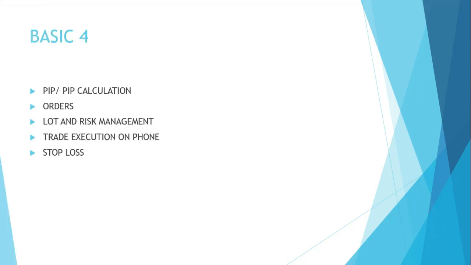In this basic, we are going to discuss pips and how to calculate pips. We talk about orders, we talk about stop loss, we talk about lot size and risk management. Then we talk about trade execution. That's how you place your trade on your phone or your laptop. Then we talk about lot size. Lot size is how you manage your trade against losses. The trade is going against you, even if you are not in the market. Then the stop loss stops you from losing money.